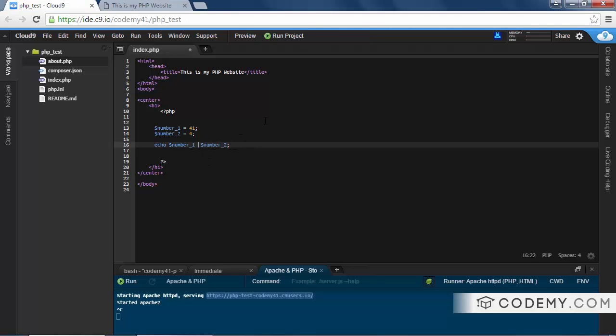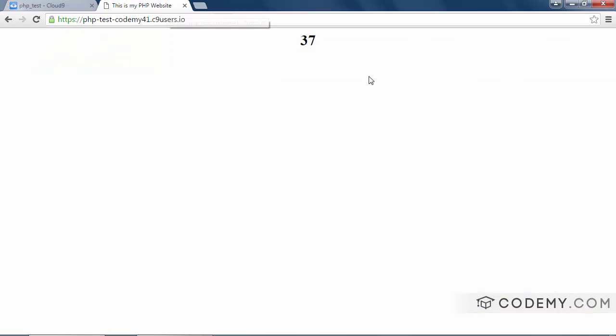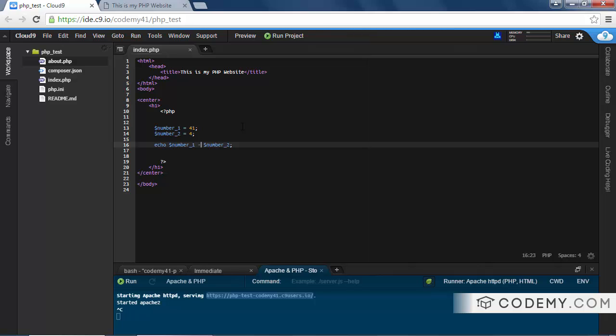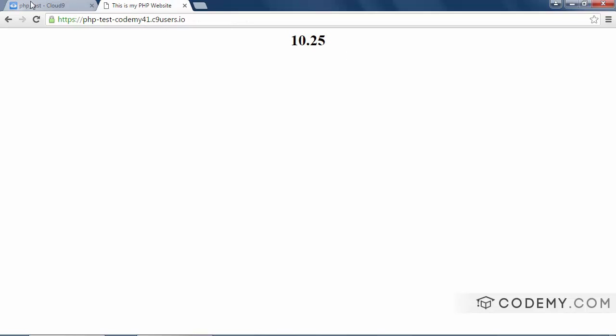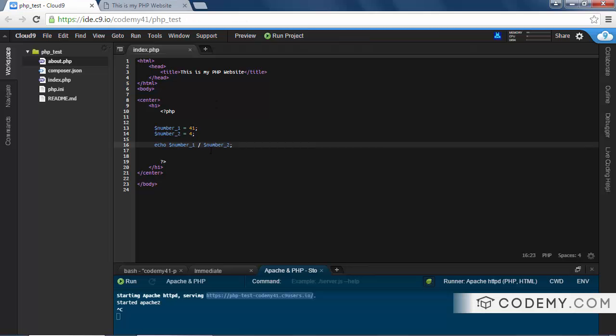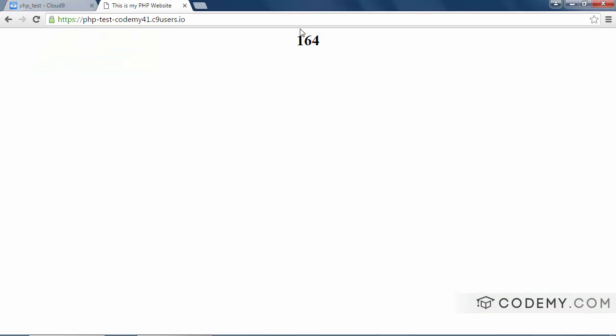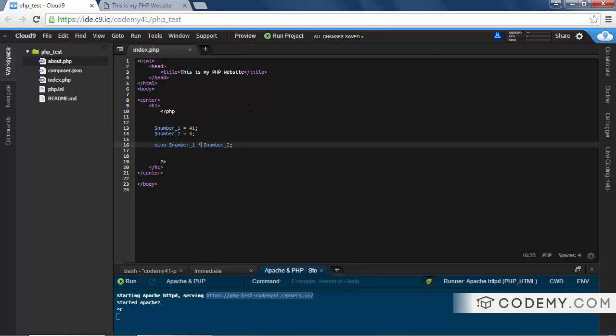If we wanted to subtract, you just use the subtraction symbol, 37. If you wanted to divide, it's a /. Save this, 10.25, 41 divided by 4. If you wanted to multiply, it's just the little star guy there. Save this, reload, 164.